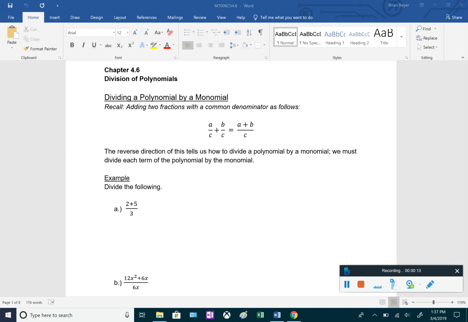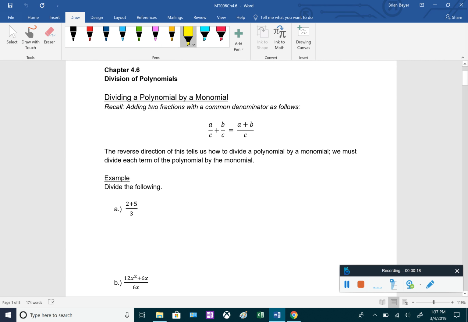So before we get into it, just recall that when we add two fractions that already have a common denominator, we just have to add their numerators and place them over that common denominator. So looking at it in the reverse direction, from right to left, that's going to tell us how to divide a polynomial by a monomial. So starting with a plus b all divided by c, we're going to split it up. We're going to divide each term in the numerator, which is the polynomial, by the monomial in the denominator.